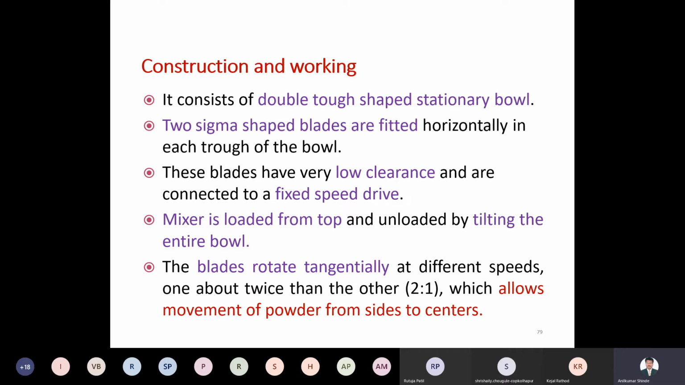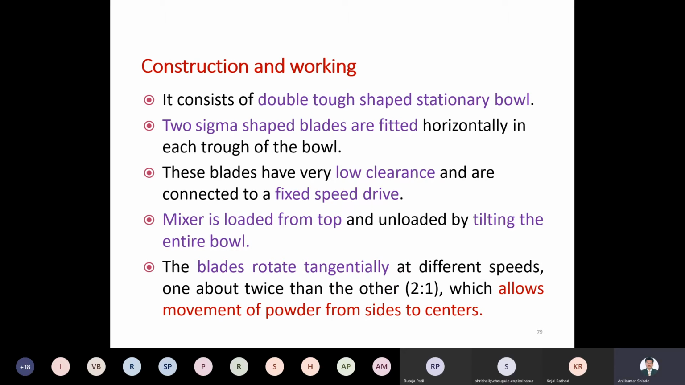So the mixture is loaded from the top and unloaded from the same entire bowl. We have seen that, right? It's the same thing. Again, the sigma blade has one vent, with which we can upload and unload the material. The blades are rotated at different speeds. So we can use two blades, and the speed of rotation of the blades is different. The first blade has the highest speed, the second blade the lowest speed.